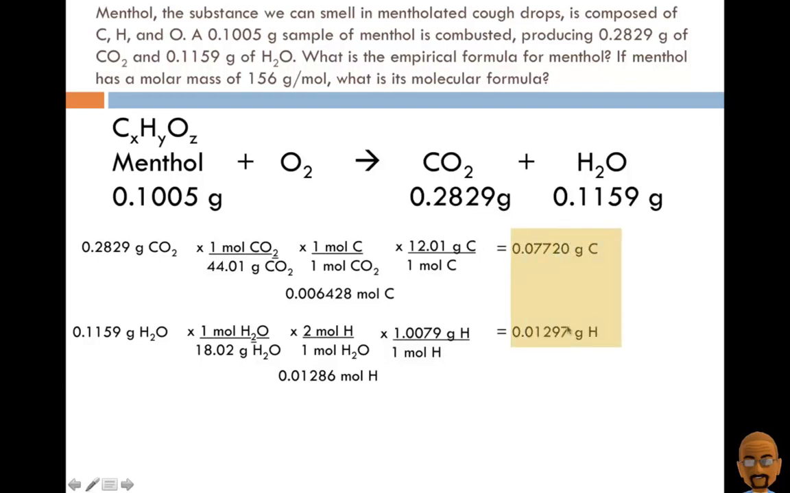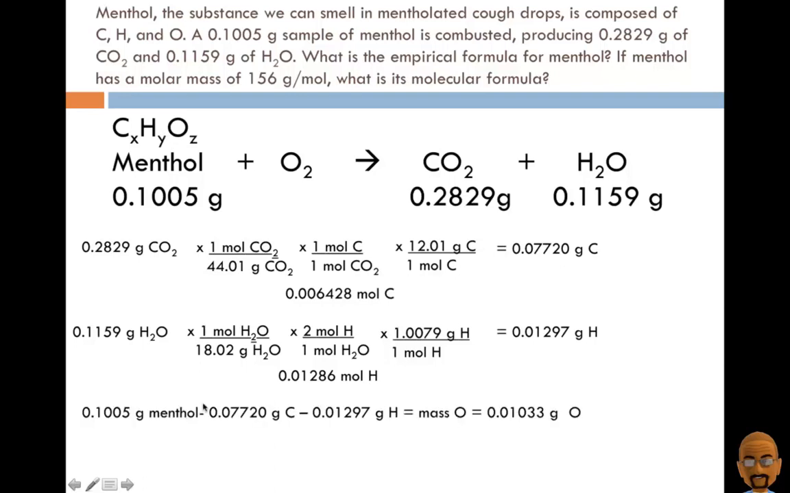The reason that I went as far as figuring out the mass of carbon and hydrogen is because I need to figure out how many grams of oxygen were originally in the sample of menthol. I do know what the total mass of menthol was to begin with. It's 0.1005 grams of menthol. If I subtract the mass of carbon and the mass of hydrogen from that, I can figure out the mass of oxygen. And that's precisely what I did here. And by subtracting, I see that I get 0.01033 grams of oxygen.